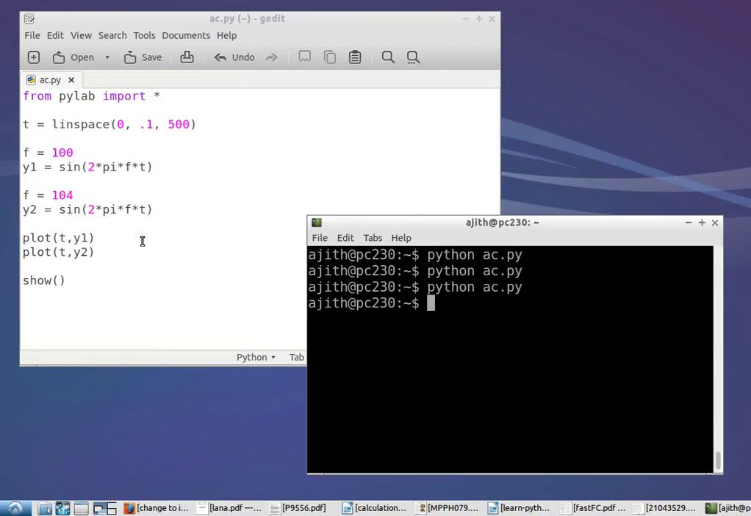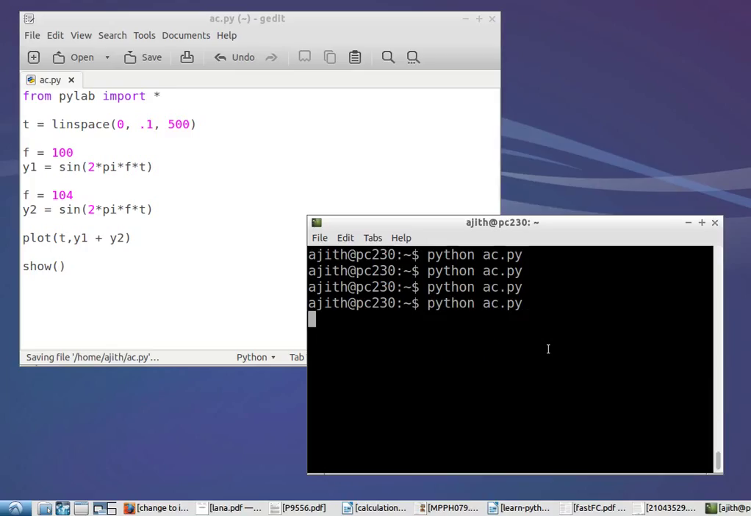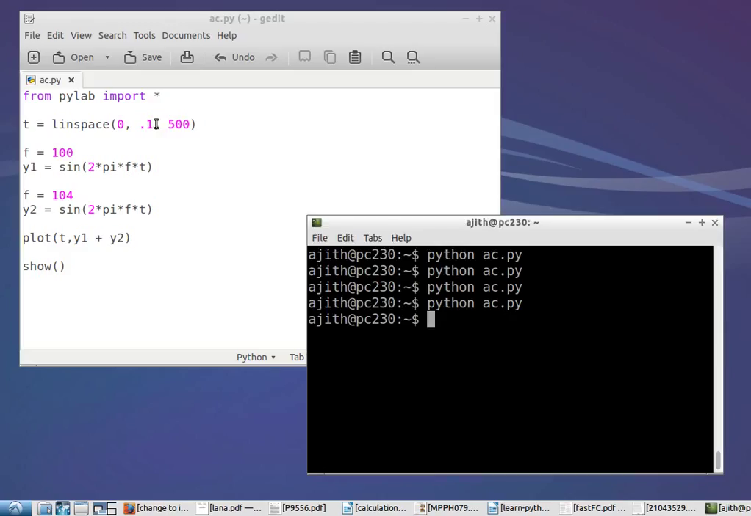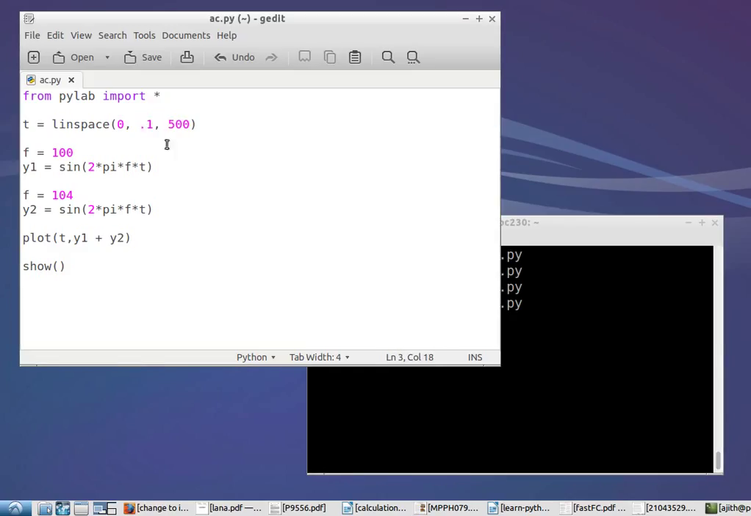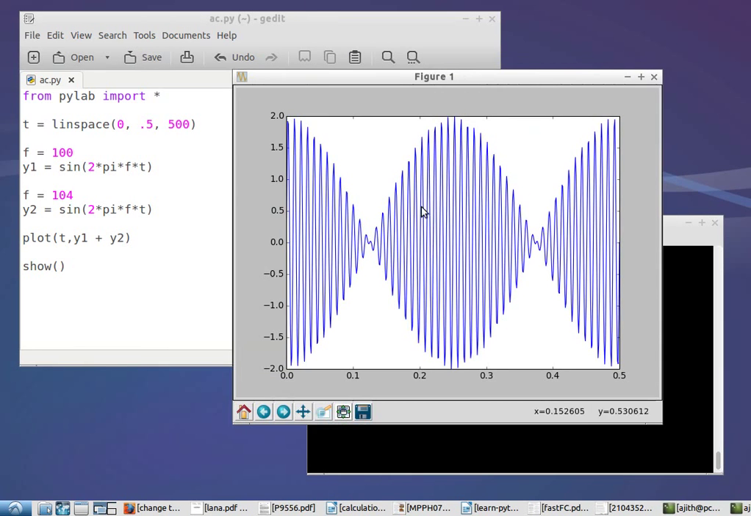Now what will happen if you add these two sine waves? So just add them together, y1 plus y2. So this is not enough cycles, so let us put, say, something like, look at it for half a second. So what you see is, adding these two sine waves with some frequency difference, beats are formed. So there is a 4 hertz beat.